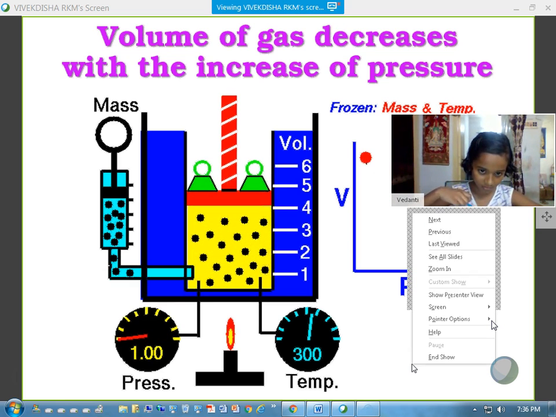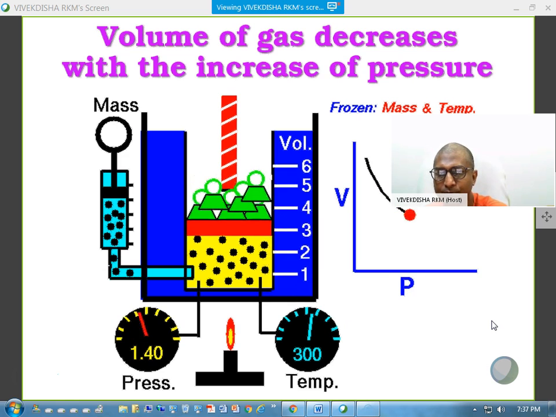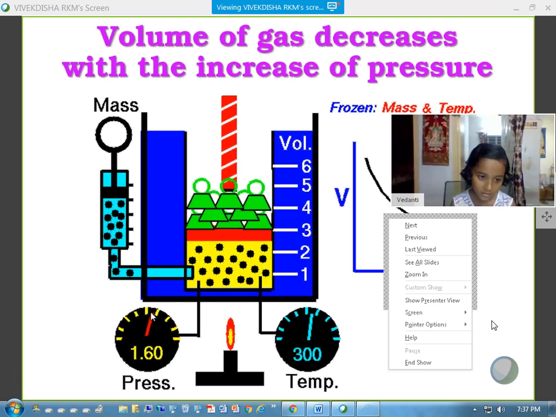Okay, I will show you this point. At 1, check the volume is 4. Is it okay, Vedanti? Yes. Okay, now I will increase the pressure, check this meter, and then check this volume. Now it is 1.6 and the volume is below 3. Then what do you say now?